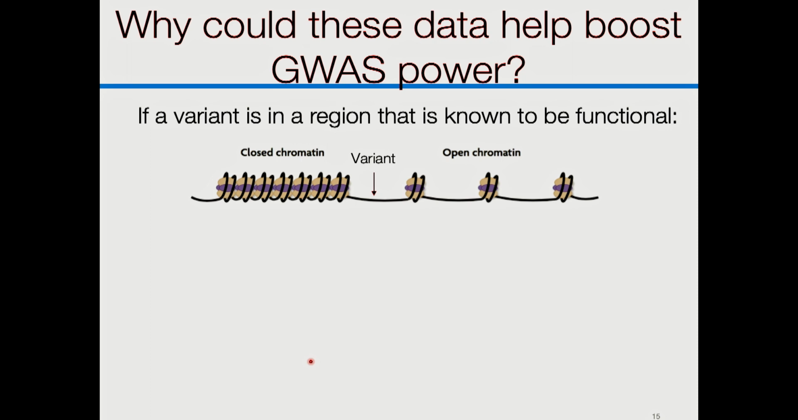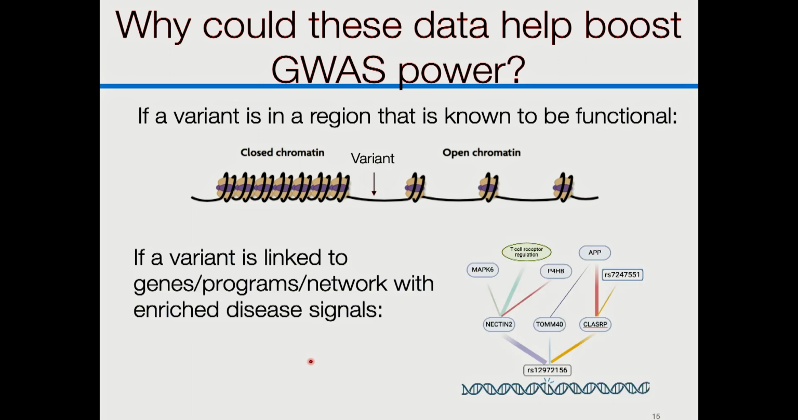So intuitively, why would this data help? Imagine you have a variant, and you know beforehand that this variant is in a region known to be functional, for example, an open chromatin region. Then we have an increased prior that this variant should be associated with the disease. And there's also a lot of relational prior. For example, if we look at the local neighborhood, that is the molecular context of the variant, and we see a few genes or programs that are known to be associated with the disease, then we also have an informed, increased prior of disease association.